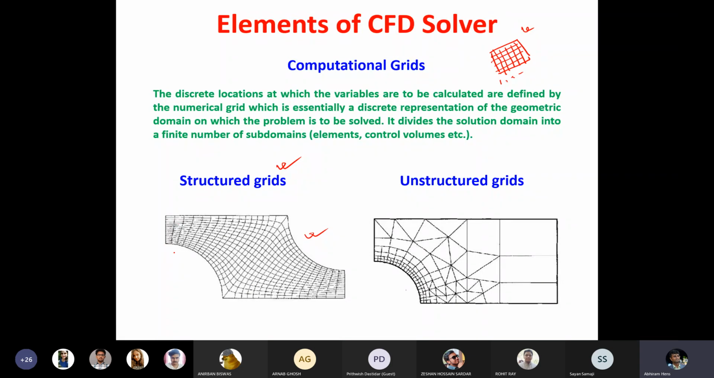indices. But another set of gridding exists, which is called unstructured grid, where you see that some are triangular in nature. This is a triangular grid, and this is a rectangular grid. So there is a mixture of different types of grids, and these are called unstructured grid. And this is helpful for accommodating complicated geometry. If there are a lot of curves, then complicated geometry can be nicely handled in an unstructured grid.